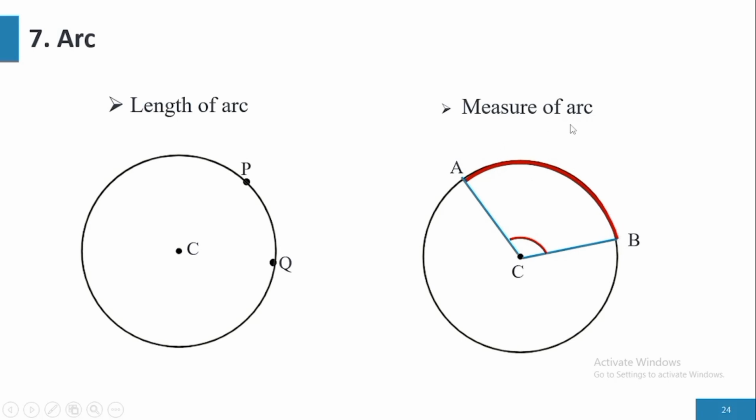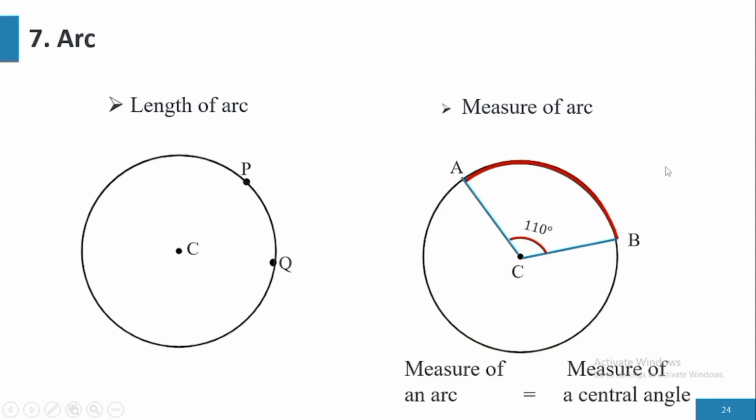I repeat, measure of arc is nothing but the measure of the angle subtended by this arc at the center of the circle. Clear, children? Now if the measure of this angle is, let's say, 110 degrees, then the measure of the arc will also be 110 degrees. So measure of an arc is the measure of a central angle.